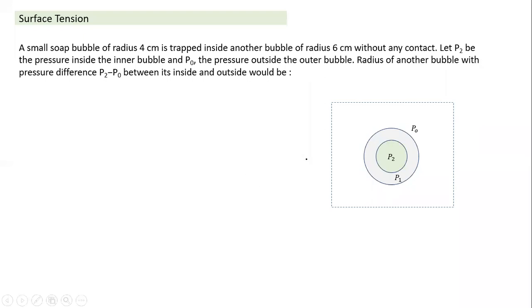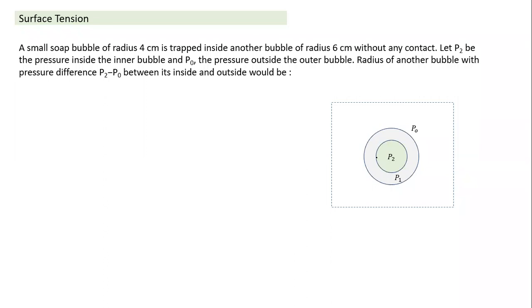This is a relatively simpler question. So what you notice here, there's a small soap bubble. You would have seen, if you are too smart, you can do that. You can blow a bubble inside a bubble. Ordinary people find it difficult to blow a bubble. People who are smart can do that. So a soap bubble of radius 4 centimeters is trapped inside another bubble of radius 6 centimeters.